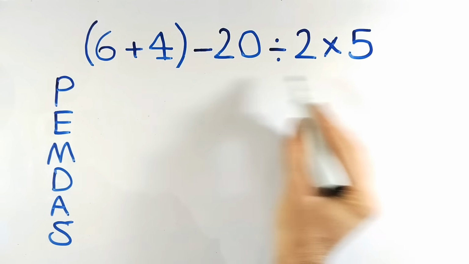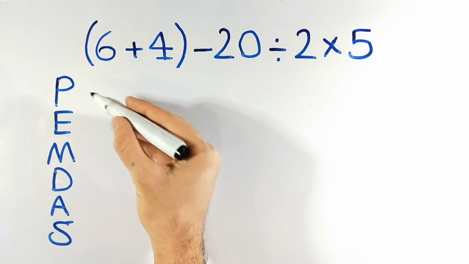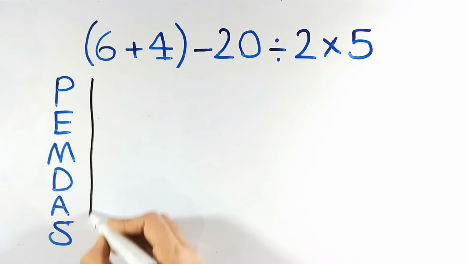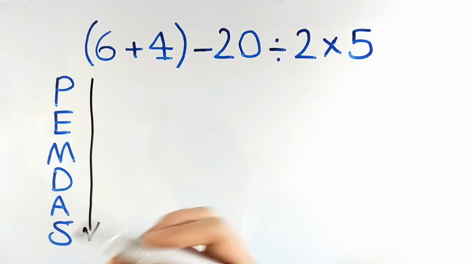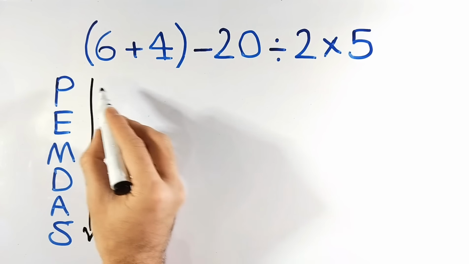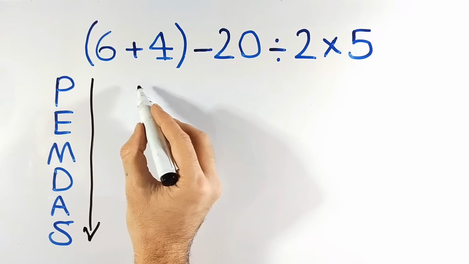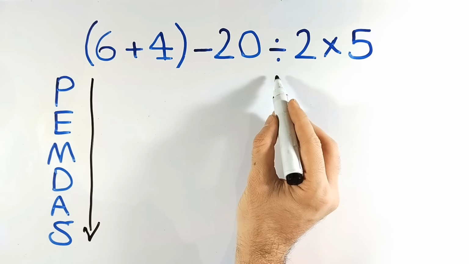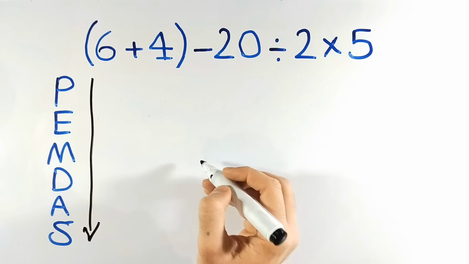To solve this question, we must follow the order of operations, which is PEMDAS. We have to follow the order of operations step by step from top to bottom. Alright, as you can see on the screen, in this expression, first we have a parenthesis, then a subtraction sign, followed by a division, and finally a multiplication.